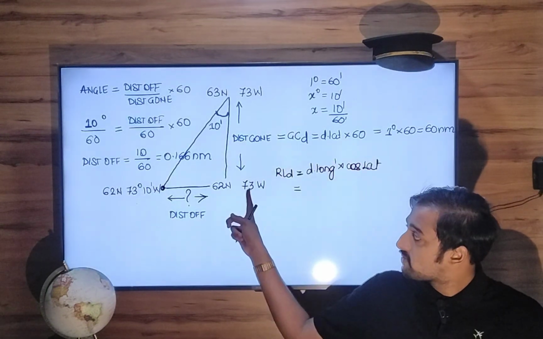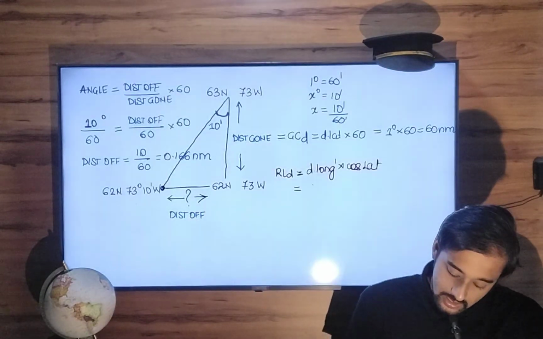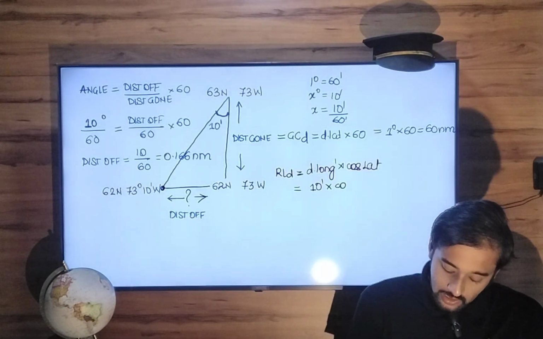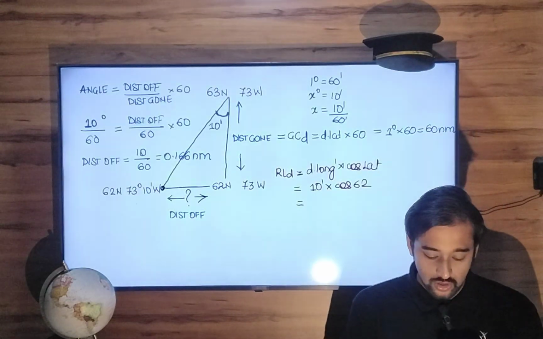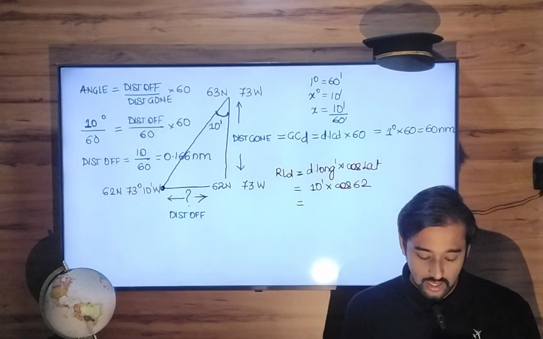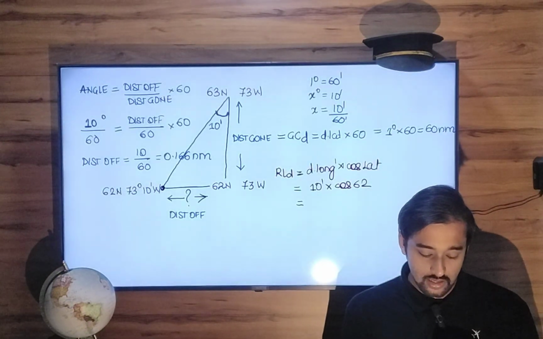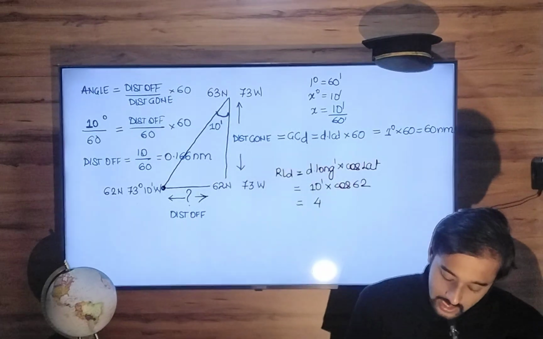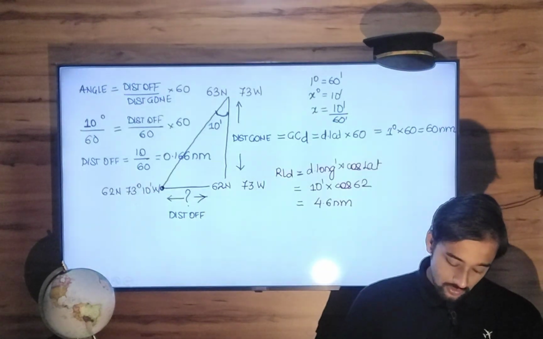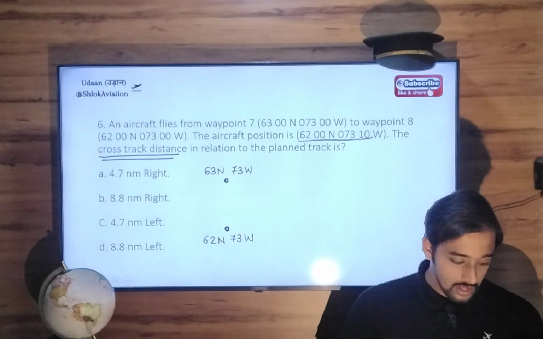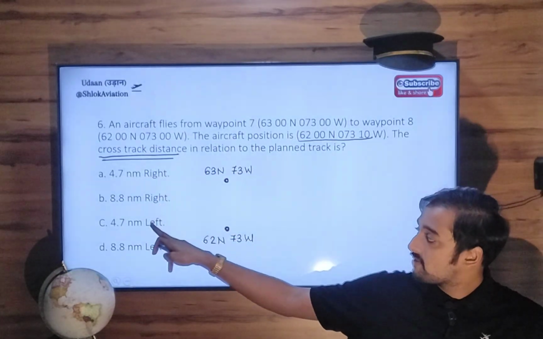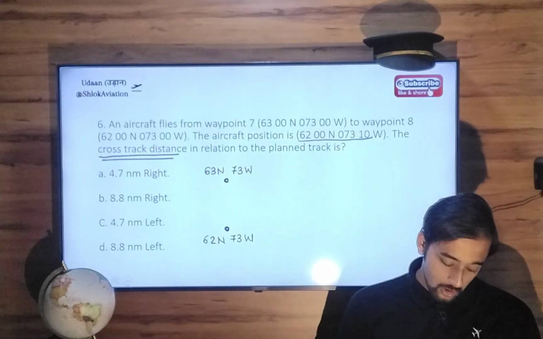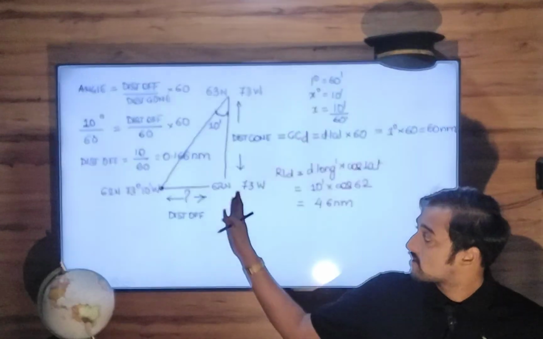d long, the difference between these two longitudes, is 10 minutes. Latitude is 62, so cos 62 into 0 degrees 10 minutes equals 4.6 nautical miles. Now we have right and we have left, so it will be 4.6 nautical miles left.